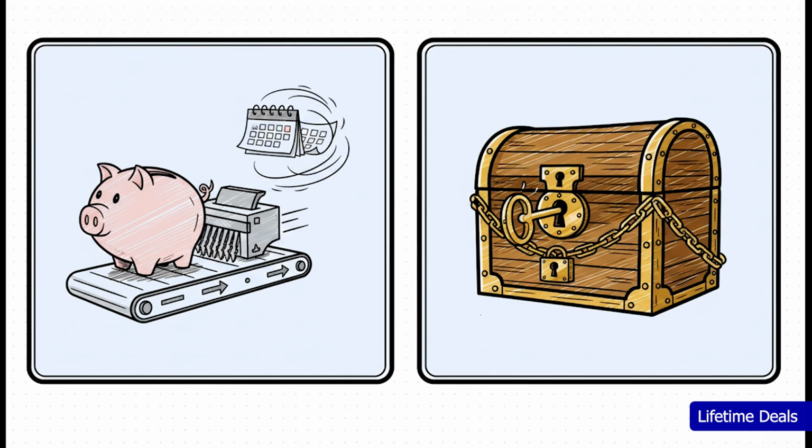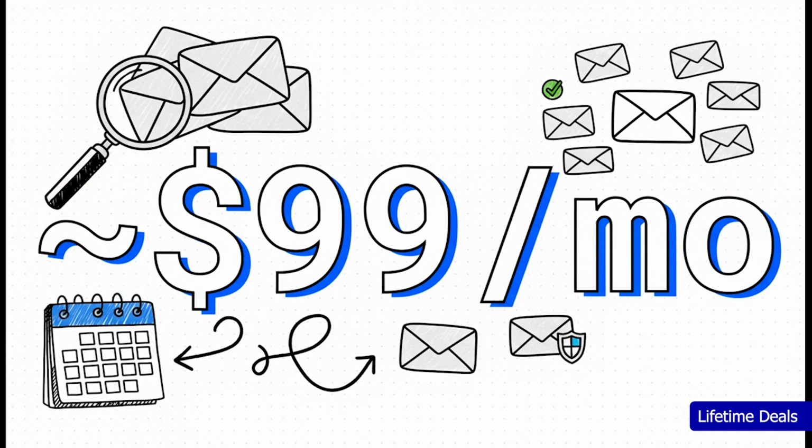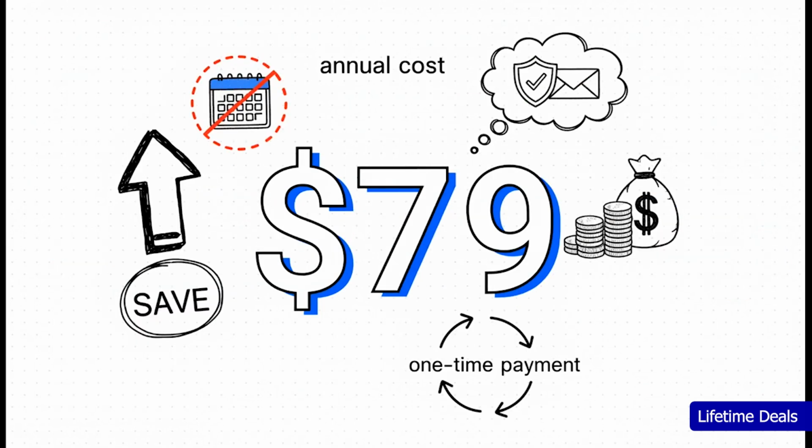The lifetime deal, or LTD. The numbers here really tell the whole story. So take a popular service, something like hunter.io. A pretty typical plan is going to run you about $99 a month, every month. That's over $1,000 a year just for the privilege of keeping your email list clean. Now, check this out. Contrast that with a lifetime deal for a tool like Reoon Email Verifier. That costs $79, one time.